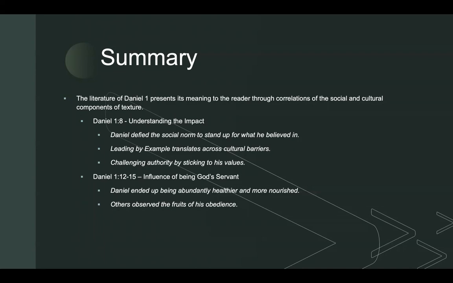Next, Daniel 1:12 through 15. This is the conversation that gives demonstration of how Daniel successfully challenged the direction of the dominant culture to stand firm within his beliefs. Verse 15 specifically states that due to this test, Daniel ended up being abundantly healthier and more nourished than the others going through the training within the subculture of the king's court service. Therefore, this section of the pericope within Daniel 1 demonstrates how Daniel became even more qualified for his position, setting him apart from all the other Israelites of training.